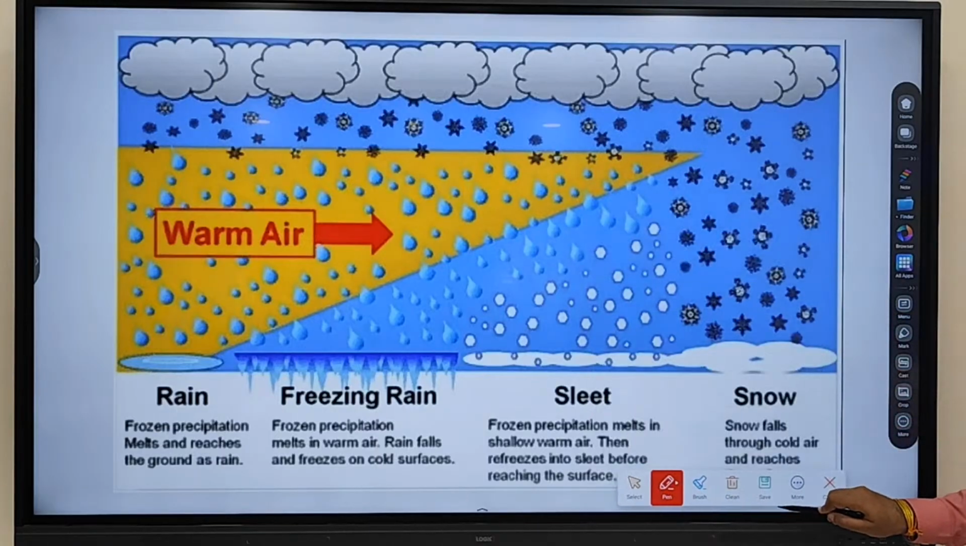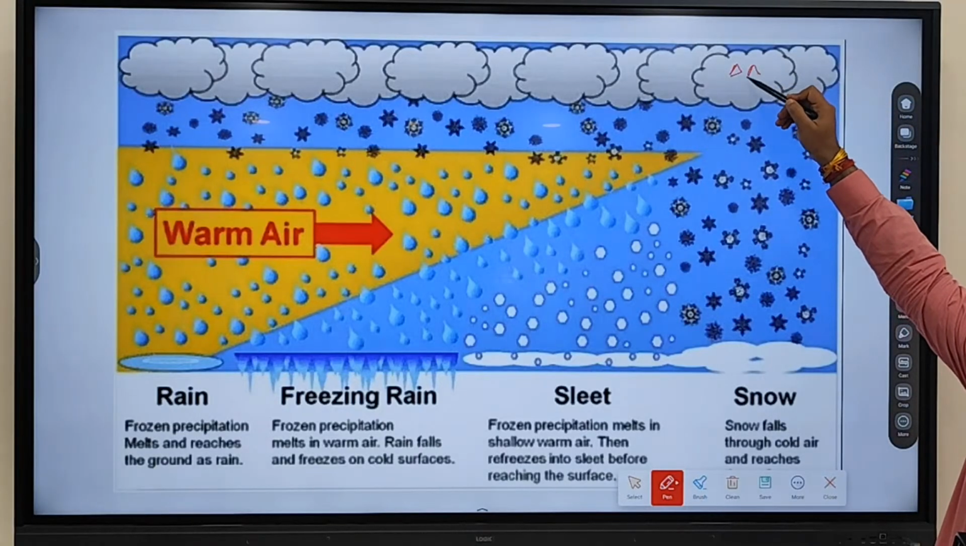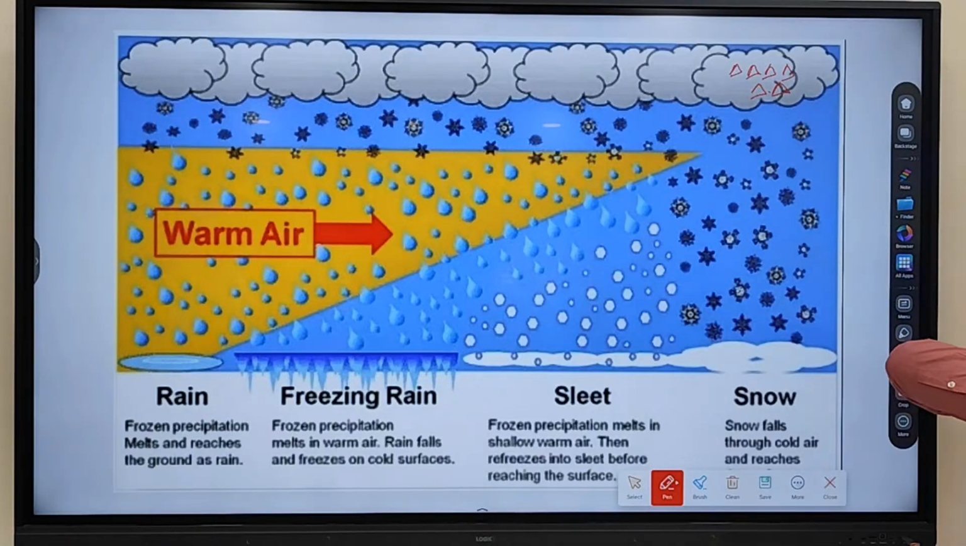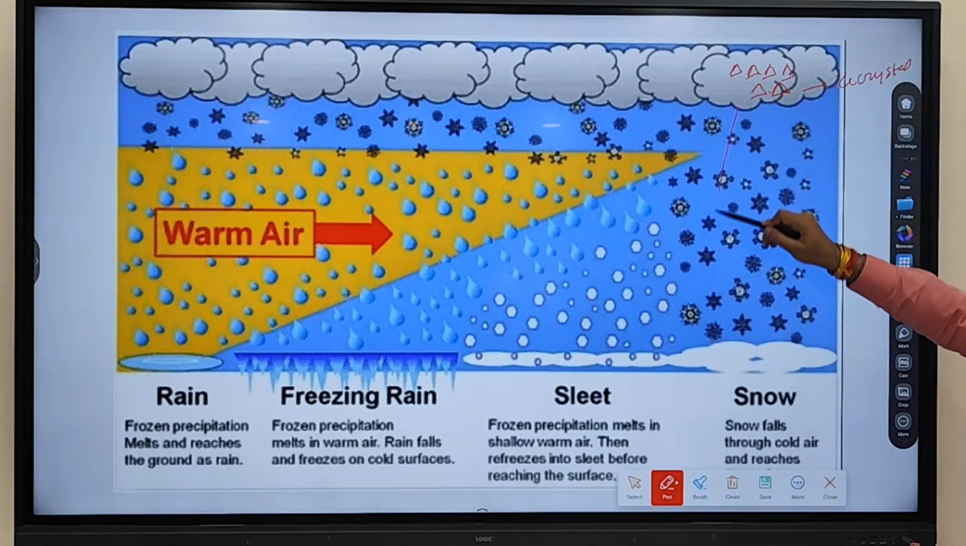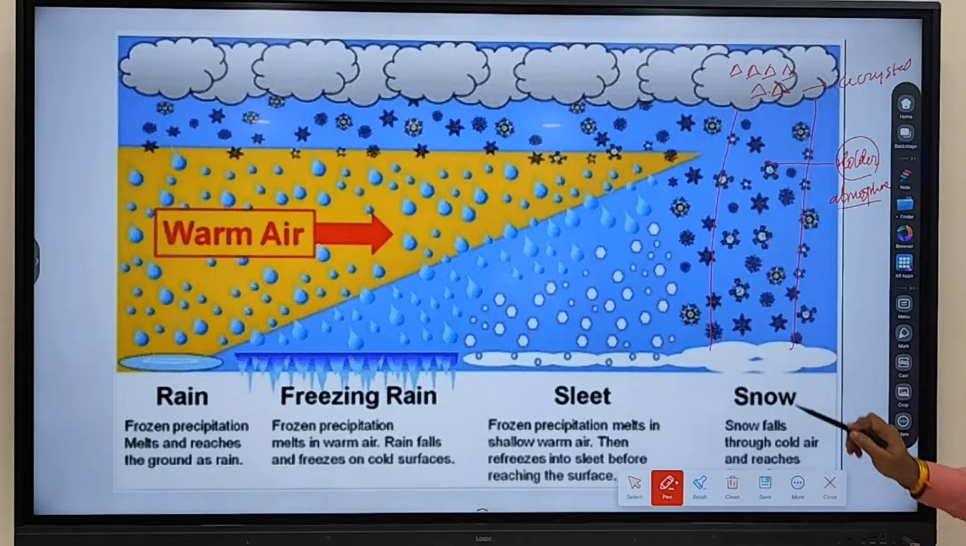So what happens in case of snow? What you see is this cloud contains ice crystals. When these ice crystals come down onto the earth entirely through a colder atmosphere, then you are going to get snow.